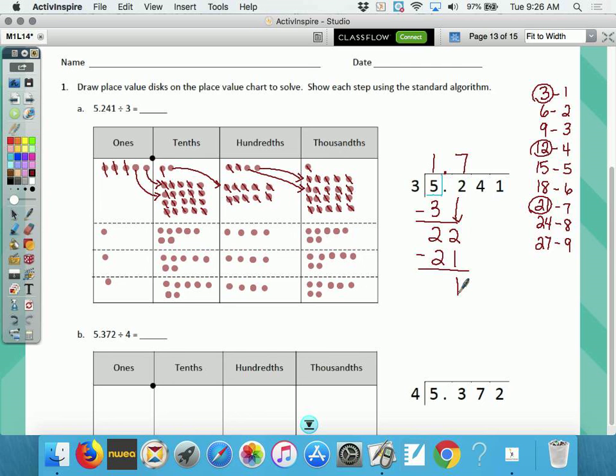Before I bring down the 4, what do I do? Check. Is 1 less than my divisor? Yes. So bring down my 4, and put 12. Okay, so 12 is the next number we circled, correct? How many will be in each group? 4. What number do I subtract?